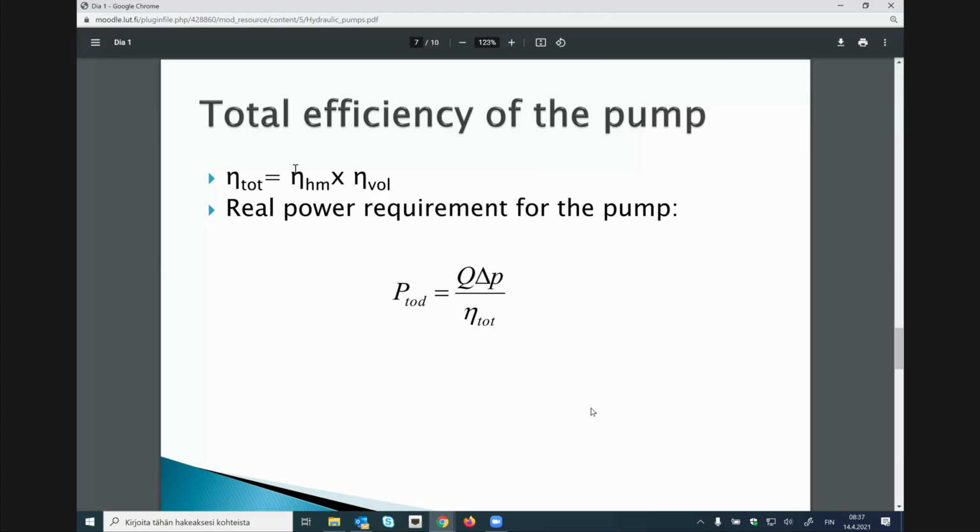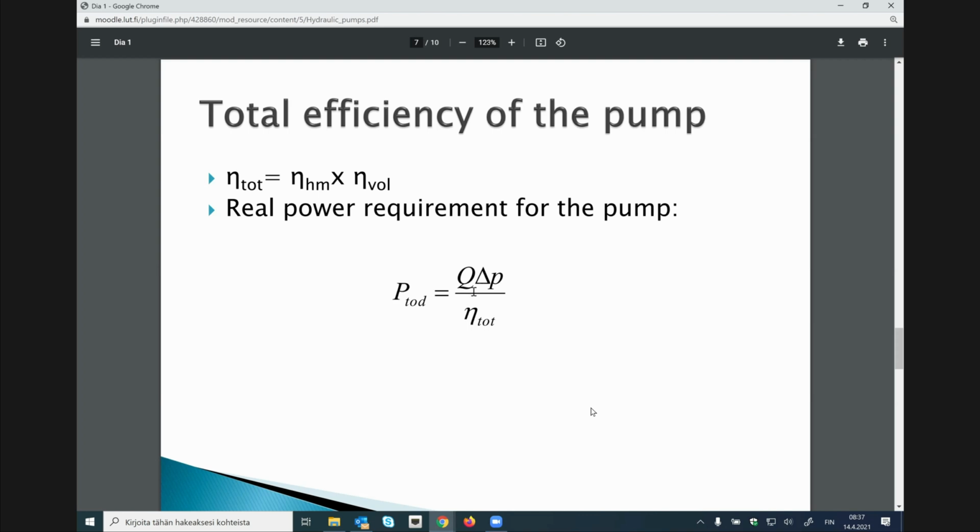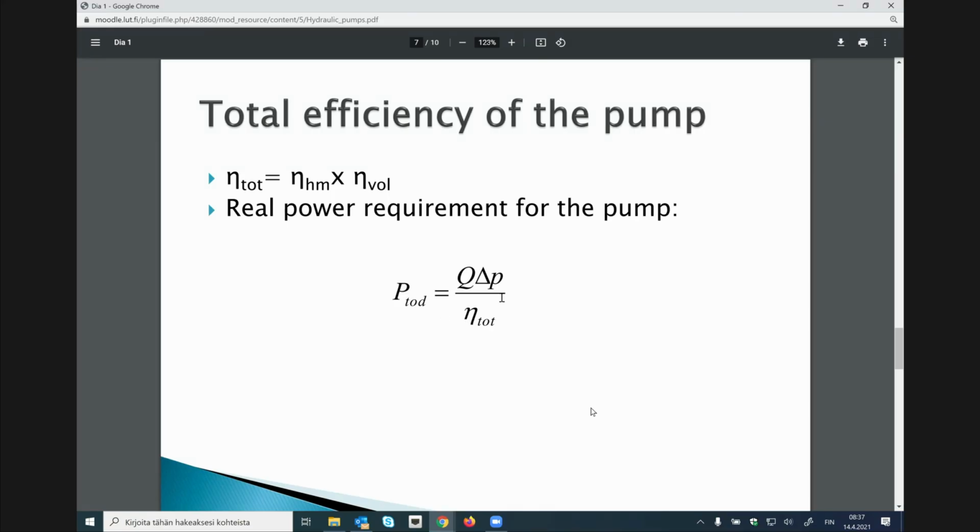As I said, the total efficiency is hydromechanical multiplied by volumetric efficiency. And then how much power we need from the pump. You remember this formula? You have used this formula in the early stage of this course, the flow rate multiplied by pressure. But if we want to find out how much power we really need, we need to divide it with this total efficiency. So in real life, we have to have a little bit more power so that we can beat the losses that exist in a pump.